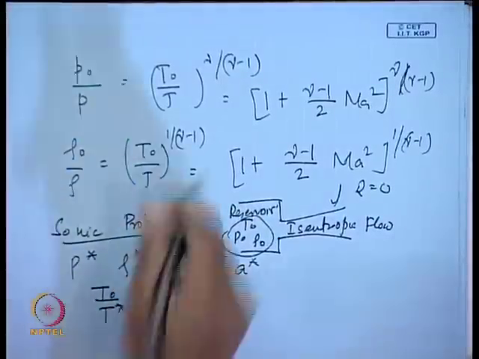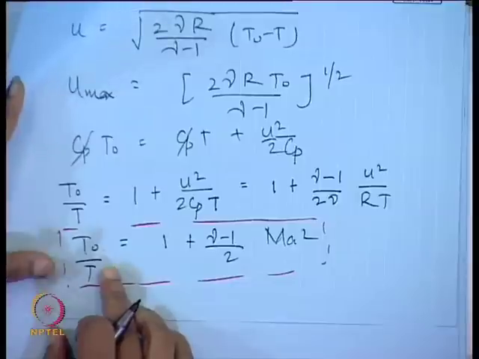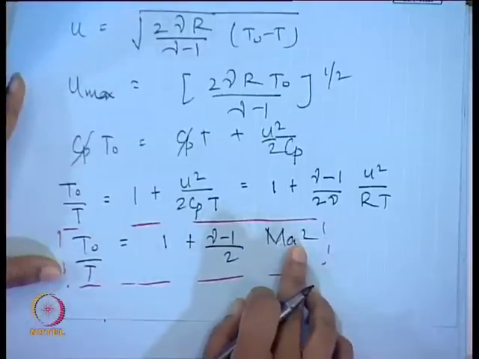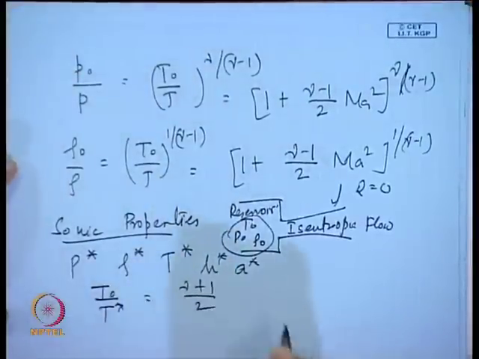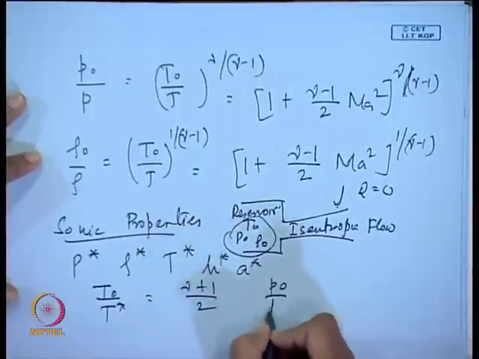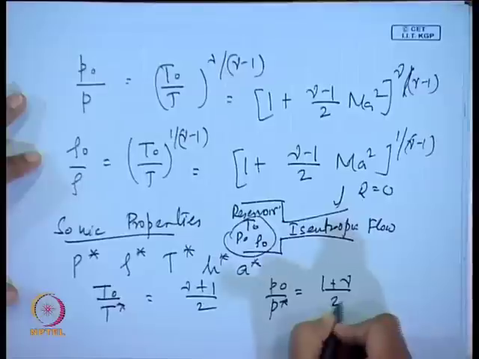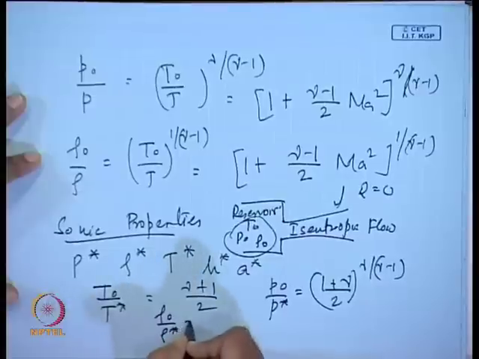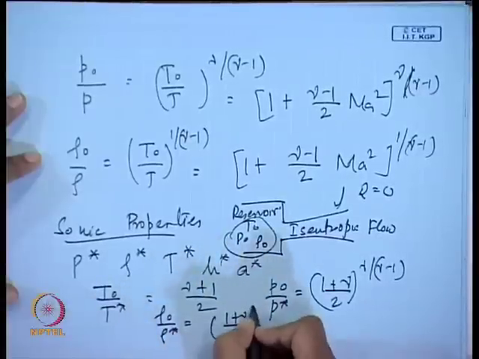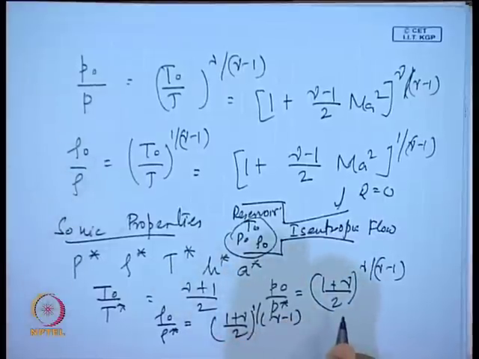Just as the fluid is brought to rest isentropically, in this particular case the fluid is imagined to expand or compress isentropically till Ma becomes equal to 1. So, therefore, what do we get? T0 by T star: simply what we do, instead of T it is T star. The moment it is T star, Ma becomes equal to 1. When Ma equals 1, it is just 1 plus (gamma minus 1) by 2, or in other words this can be written as (gamma plus 1) by 2. Okay. Same way P0 by P star is nothing but (1 plus (gamma minus 1) by 2) raised to gamma by (gamma minus 1). Same way rho 0 by rho star can be written as (1 plus (gamma minus 1) by 2) raised to 1 by (gamma minus 1). Agreed?